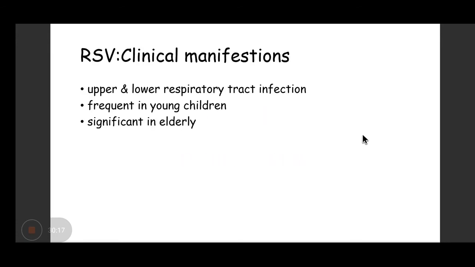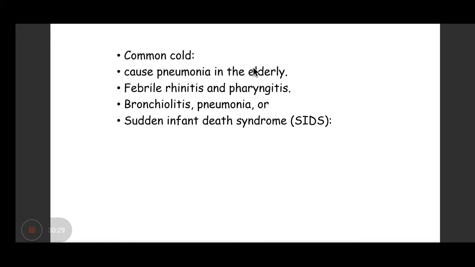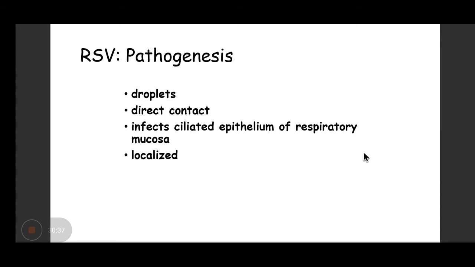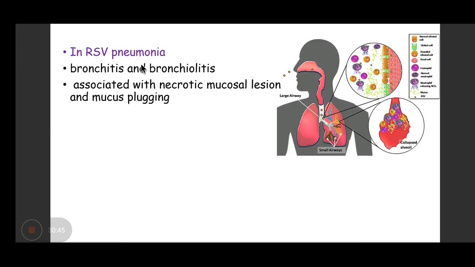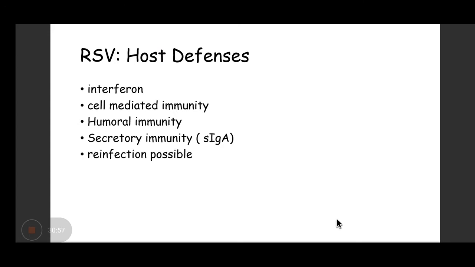Now coming to respiratory syncytial virus, which I said is the most common cause of lower respiratory tract infection among children. It causes common cold, pneumonia in elderly, febrile rhinitis and pharyngitis, bronchiolitis, pneumonia, and sudden infant death syndrome. Infection is just like influenza, by droplets and direct contact. In RSV pneumonia, there is bronchitis and bronchiolitis, which is associated with necrotic mucosal lesions and mucus plugging of the respiratory tract.